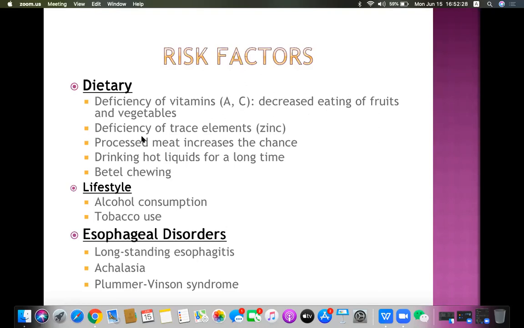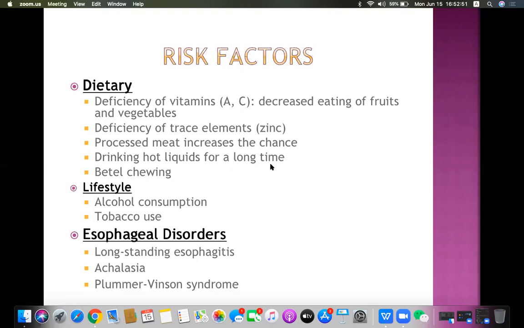If there is a deficiency of zinc, it can also lead to development of cancer. Processed meat increases the chance. Okay, processed meat means those meats which are easily available to buy in the market, like all those sausages, salamis, and the processed meat. The other types are also there.